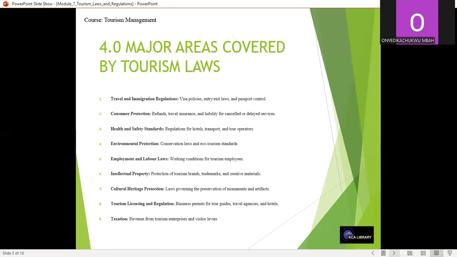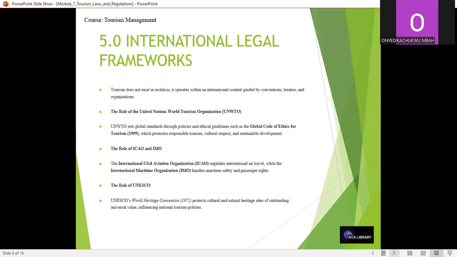So moving on, we're going to be talking about international legal framework. Tourism does not exist in isolation. It operates within an international context guided by conventions, treaties, and organizations. The role of the United Nations World Tourism Organization.